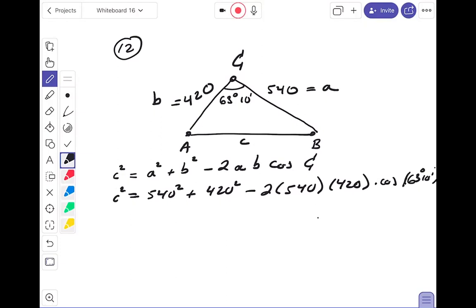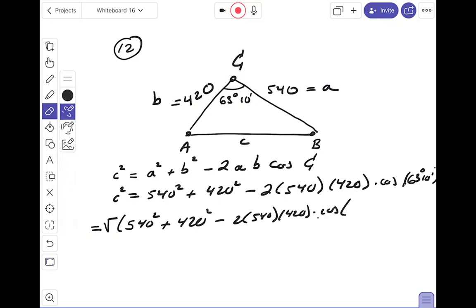Now, certainly if I was doing this on a calculator, which I recommend you do, I would want to do the computation, and the computation I want to do is a square root. On a calculator it typically looks like this with the parentheses, and you write the arguments down. This would look like 540 squared plus 420 squared minus 2, 540, you can use the multiplication symbol if you want, 420 times cosine. And let me erase that little doohickey over here. So what do I have over there? 63 plus 10 divided by 60.